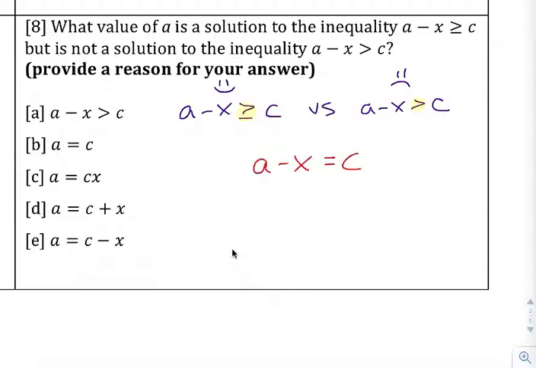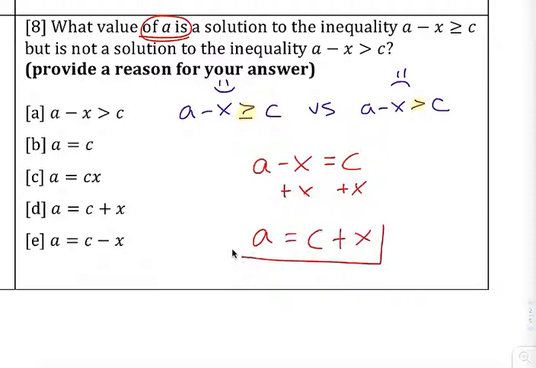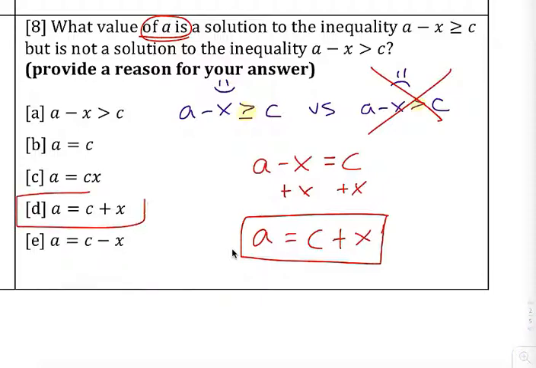Now we are trying to solve for a, so really all we have to do is solve this equation. If we add x to both sides, the only solution where this is going to solve the left but not the right is when they're equal, and they're equal when a is equal to c plus x. When they're equal is no good for this inequality, which is why we want to find when they are equal, which is when a is equal to c plus x, which is option D, right?